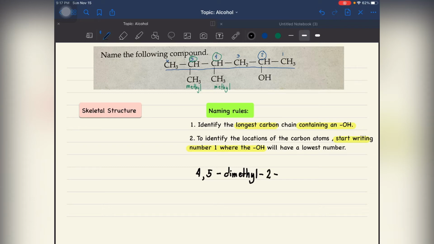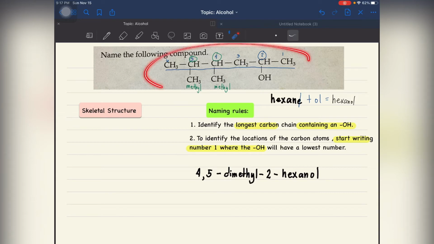then dash, we have 6 carbon atoms for our parent chain. So let us recall the rules. From the word hexane, we will remove letter E, right? Then we will add OL. So the name will be hexanol. Okay, so we have here 4,5 dash dimethyl dash hexanol. So this is the name of our compound here.